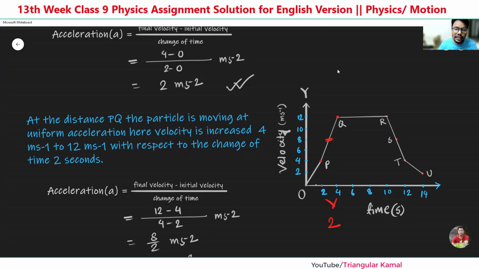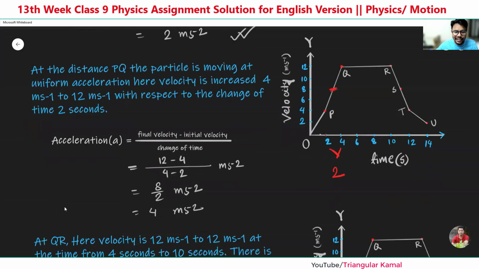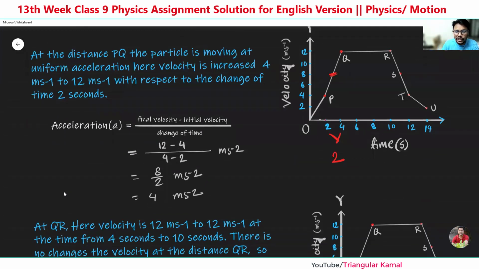That means here also acceleration is done, because with respect to time, a change of velocity has occurred here. So at the distance PQ, the particle is moving with uniform acceleration. Here the velocity is increased. Moving with uniform acceleration, the velocity increases from 4 meters per second to 12 meters per second with respect to the change of time of 2 seconds. So now acceleration will be final velocity minus initial velocity divided by change of time, 12 minus 4, over time 4 minus 2, so there will be 4 meters per second squared.